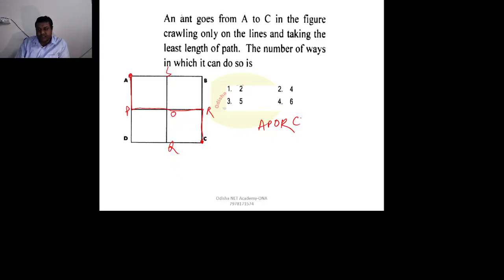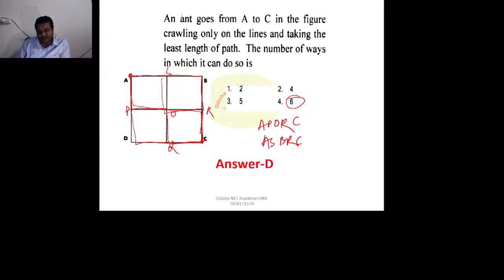1, 2, 3, 4 sides. So this is the least length, 4x. Similarly A, S, O, R, C. So like that you have to count. So this is also 4, this is also 4, and this is also 4. So how many? Total will be, I think, 6. But before that you have to mention all the meeting points, then only it is easily calculated.